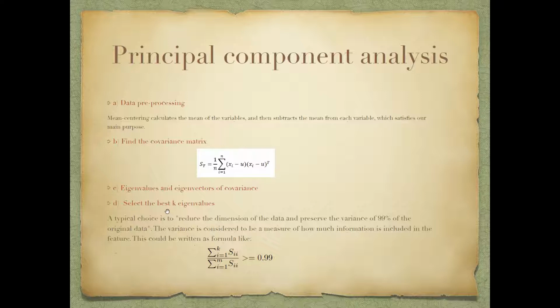Next, as we have the eigenvalues, select the best k eigenvalues. A typical choice is to reduce the dimension of the data and preserve 99% of the variance of the original data. The variance is considered to be a measure of how much information is included in the feature. This could be written as the formula below, as you can see in the picture.